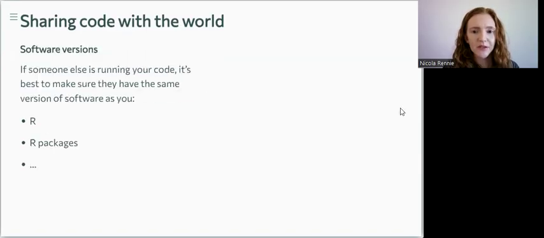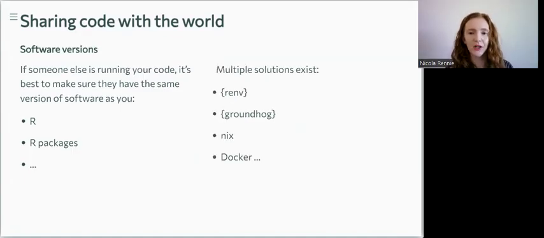There are also some other considerations to think about when you're sharing code with other people, including thinking about which versions of R and different packages you're using. There's lots of different options for thinking about how to handle different software versions, including renv, Groundhog, Nix, Docker, to name a few. We don't have time to go into detail on these today, unfortunately, but they are definitely worth having a look at.